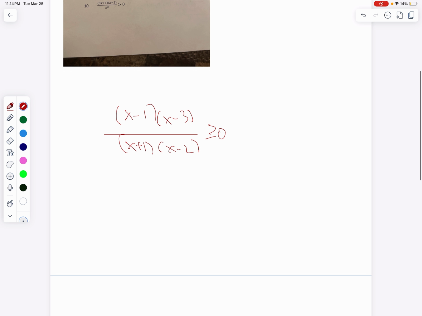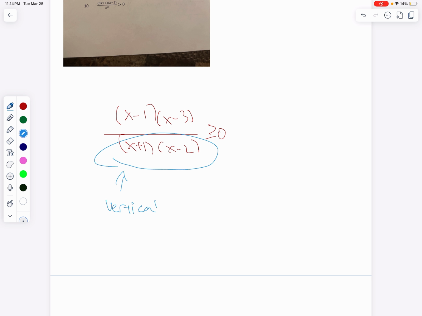The first thing I always like to do is look to see if something divides out. Obviously x minus 1 and x plus 1 don't divide out. X minus 3 doesn't divide out with either of the denominators as well. If it did divide out, you would have a hole. But because you don't have that, we know that the denominators represent what we call the vertical asymptote.